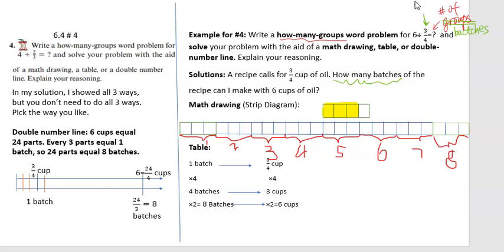Now, if the question is how many groups, that means the number given has to be how many units in one. I'm going to use the red color. So it's going to be the number of units in one group. Again, our group means batch here. So it's the number of units.